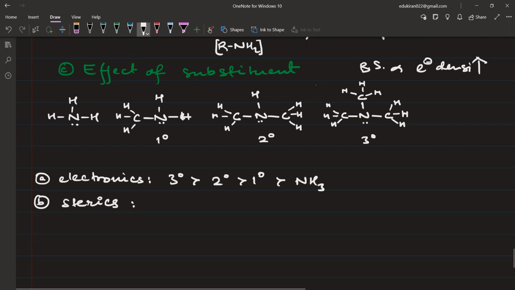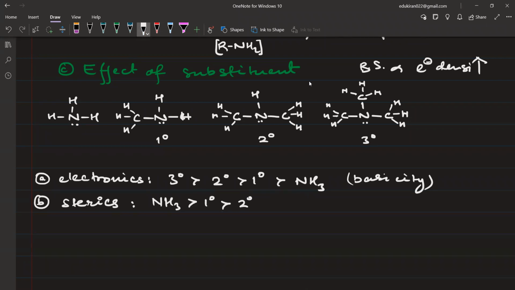Which can easily move? Ammonia. Ammonia can easily move, right? Now, according to this, if I talk about the steric effect, then NH3 should be, now this is basic character, we are talking about basicity here. If I talk about the movement, then NH3 should be giving the electrons most easily, and then 1 degree, and then 2 degree, and then 3 degree, right? This is also for basicity.